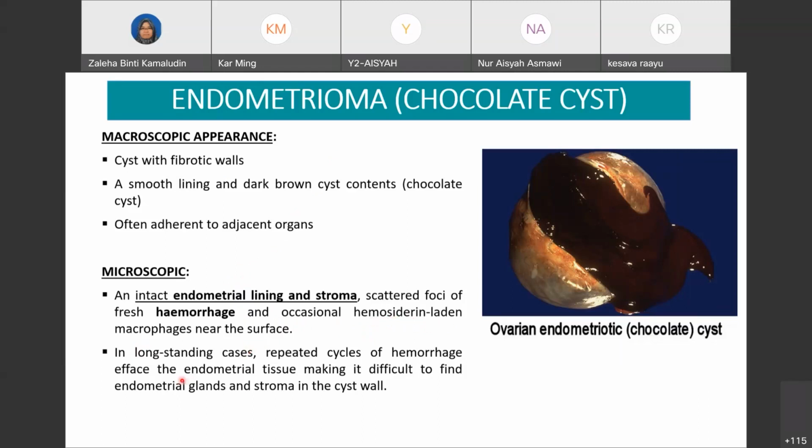In long-standing cases with repeated cycles of hemorrhage, it will sometimes be difficult to see evidence of endometrial glands and stroma within the cyst wall. But how do you diagnose it? At least you need to have these two kinds of components.